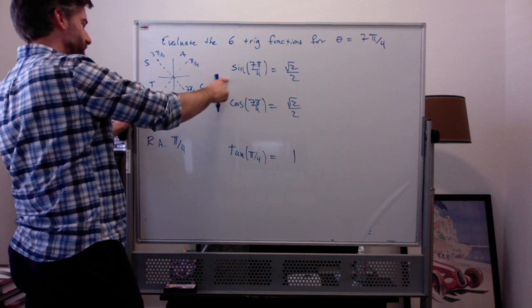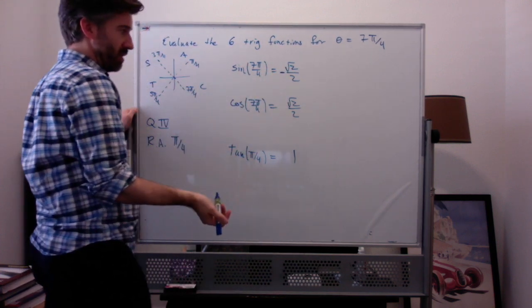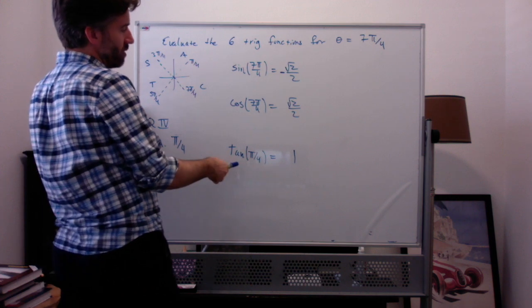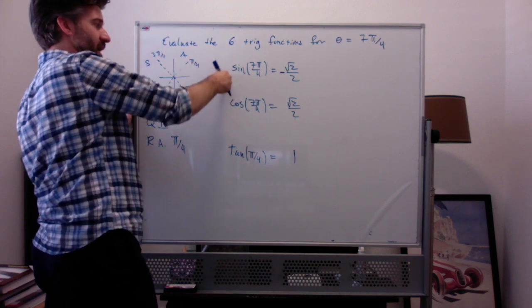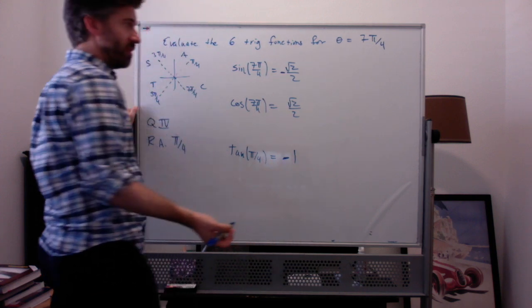So sine is negative because we're in quadrant 4. Cosine is positive because we're in quadrant 4. And tangent you can say is negative because we're in quadrant 4, or because sine divided by cosine, negative divided by positive, is a negative. Then we do the reciprocals.